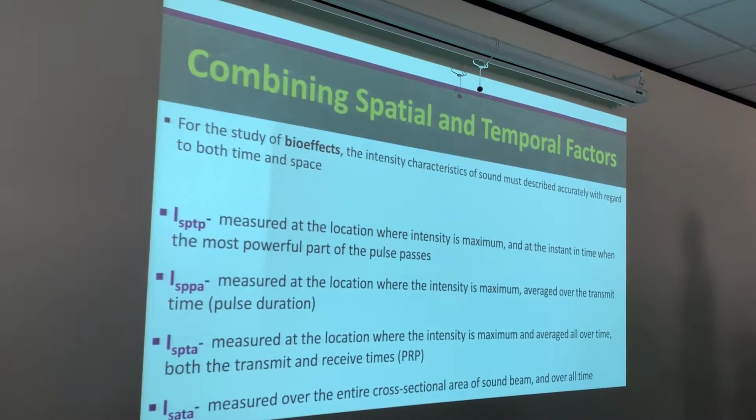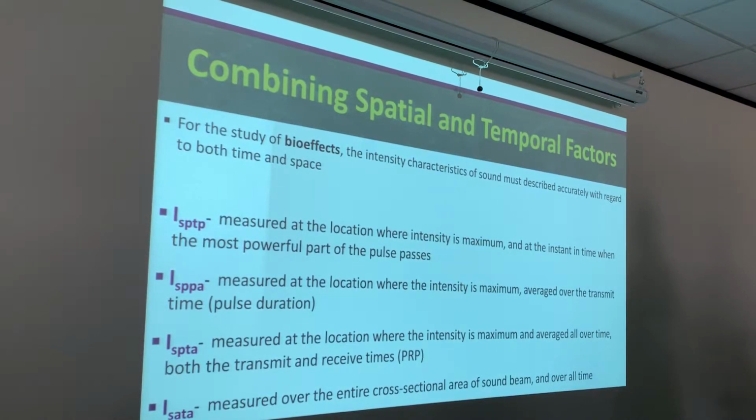All right. So next thing we have is SPTA, or spatial peak temporal average. That's going to be measured at the location where the intensity is maximum, and also accounting for its average over time, and that includes both transmit and receive times, or our PRP. Okay? That one right there, SPTA, that's the most important when we're concerned in bioeffects. That's what I want you guys to remember for the registry.